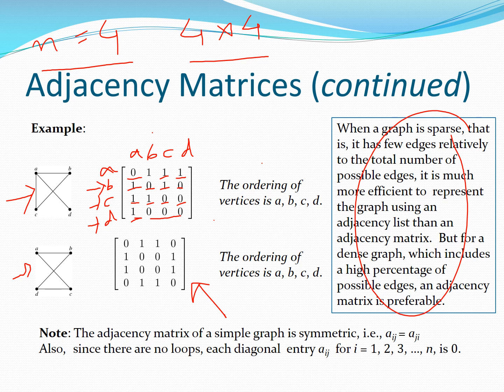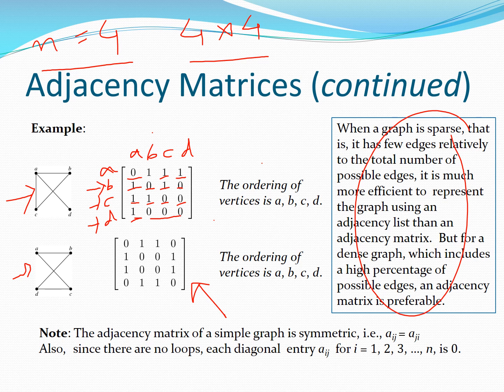Right, so that is a case where probably you're better off using an adjacency list to represent a graph rather than use an adjacency matrix. Okay, so when you have a graph which is dense, that means there are too many edges between the vertices, more like a completely connected graph, then you're better off using an adjacency matrix.